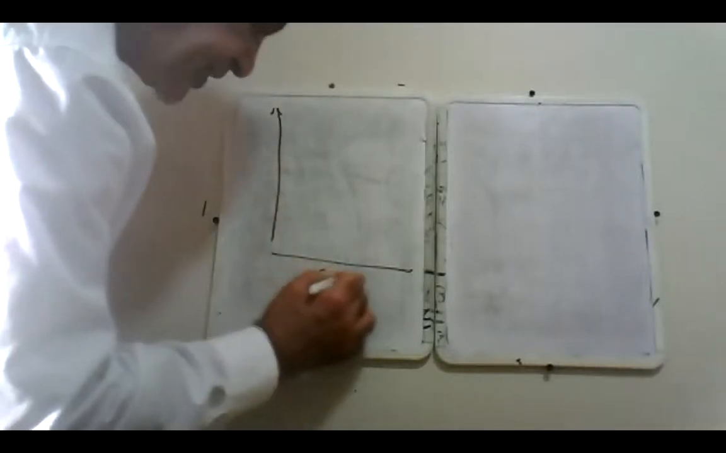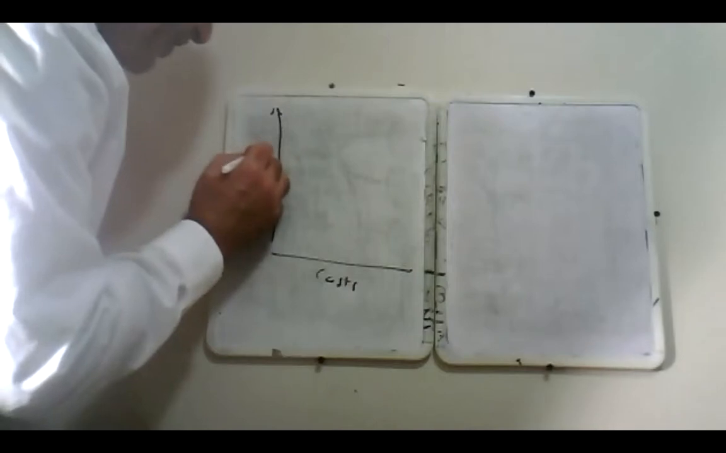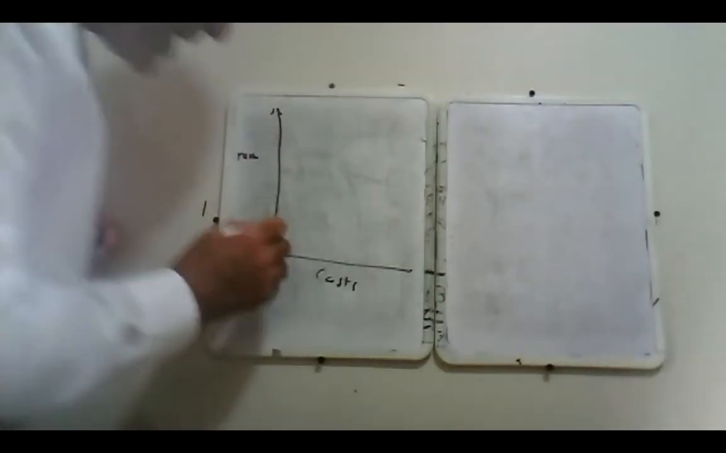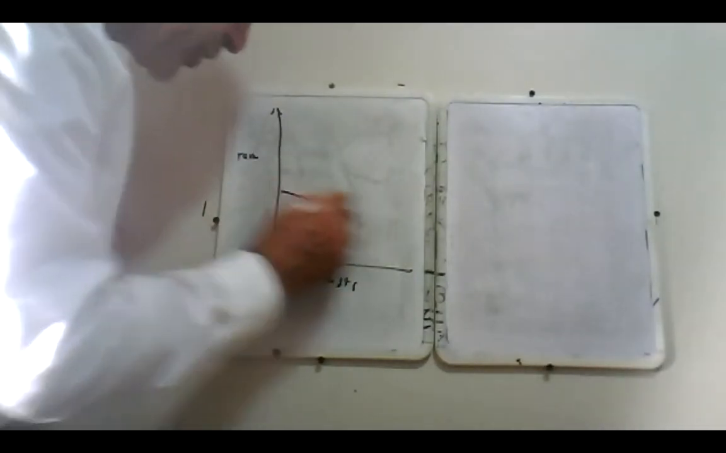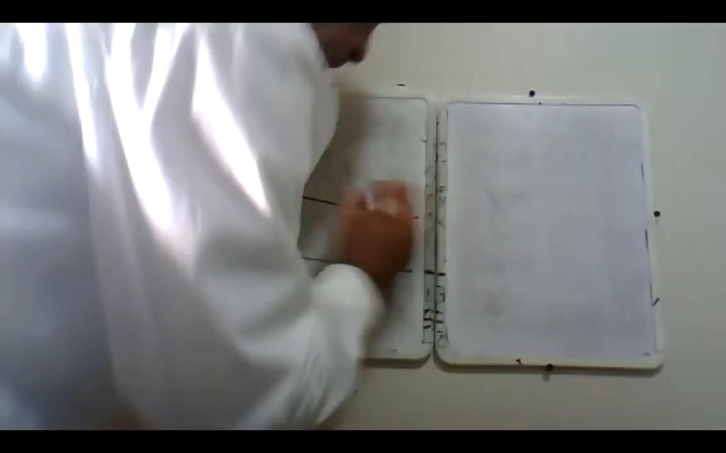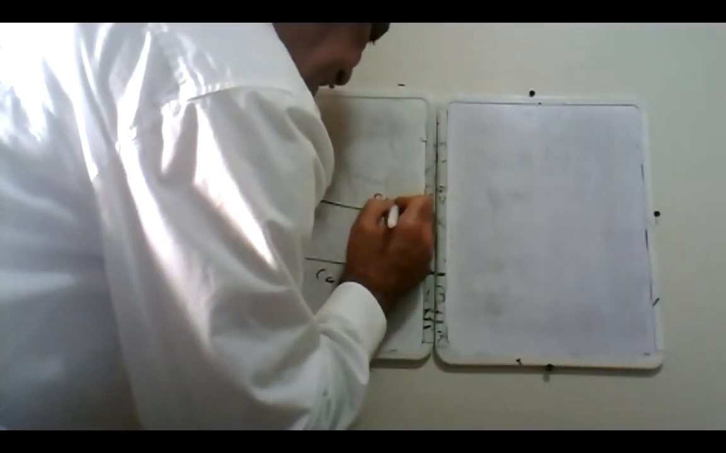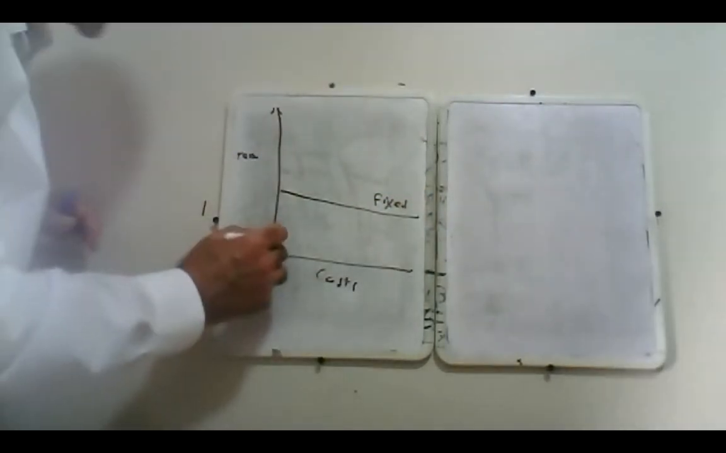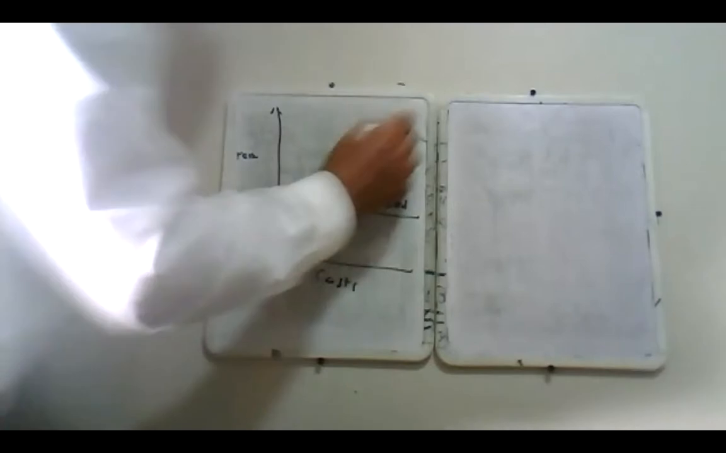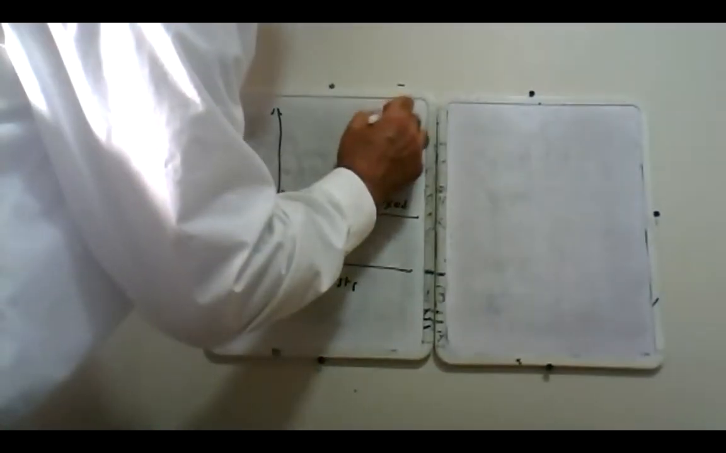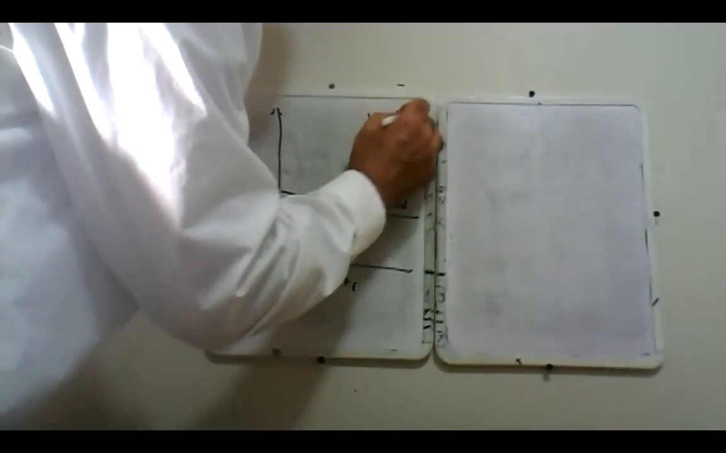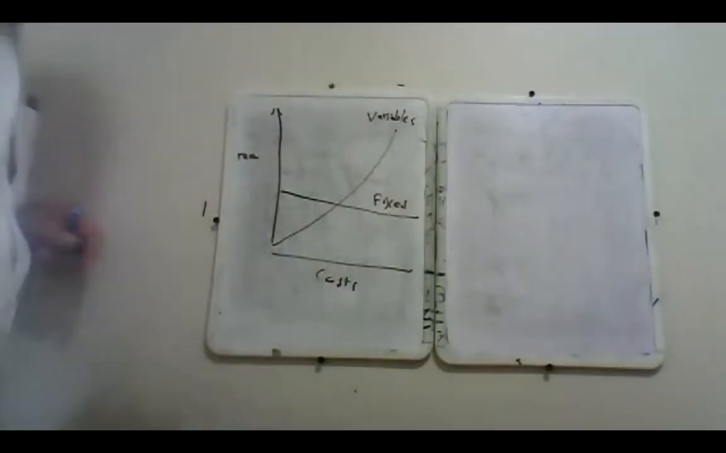We have costs and we have revenues. Let's say, as an example, we have something called fixed costs. This is called fixed costs. And we have something called variable costs. Variable costs. So we have fixed costs.